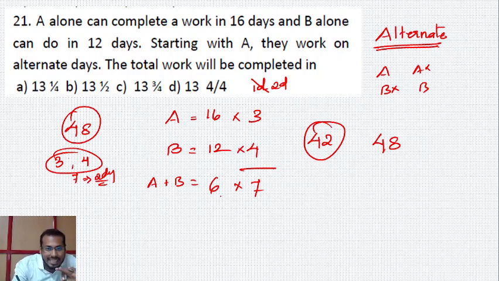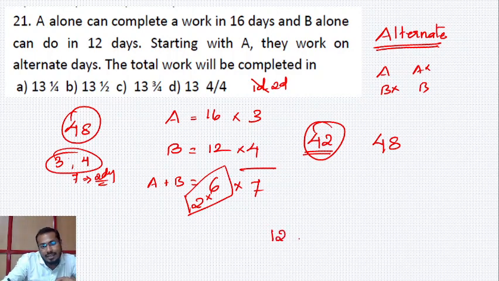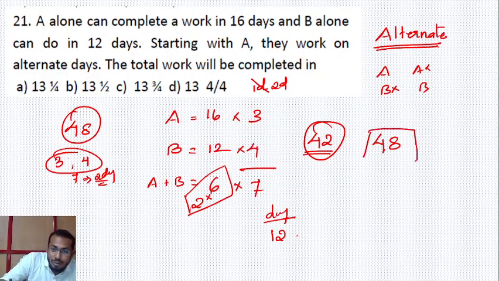So in 6 days they can complete 42 chocolates, but exactly not 6. It was alternate day working, so I will write into 2. So in 12 days, 42 chocolates were completed. Is it clear? If they are working together it means 6 days, if they are working alternately it will be 12 days. Okay, but actually the exact value was 48.